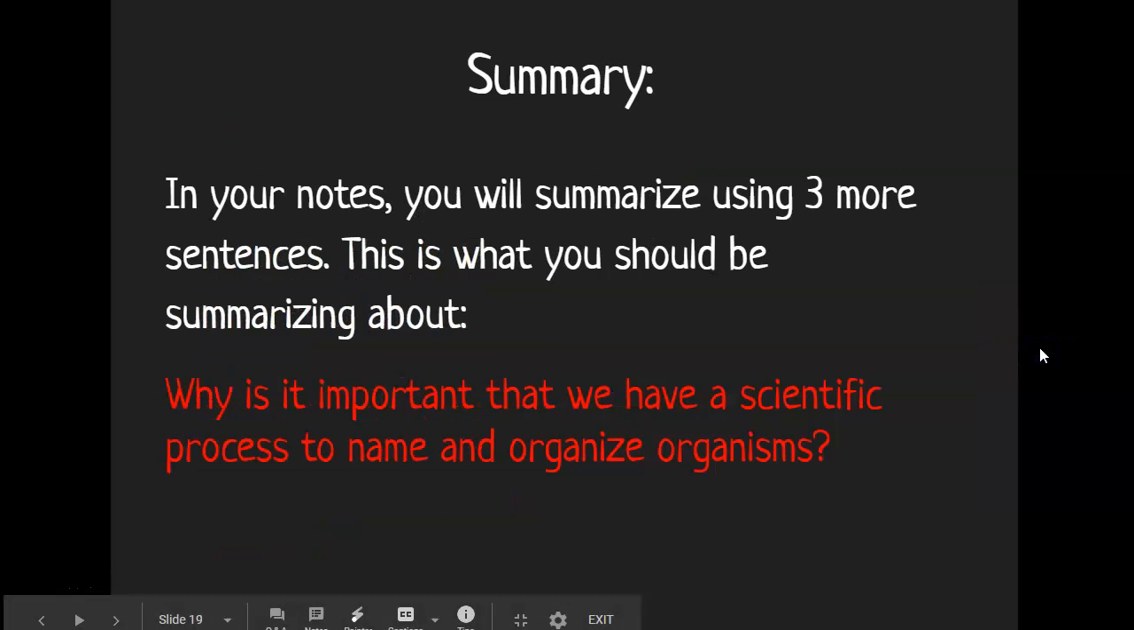Okay, pretty short, but here's what you're going to do now. In your notes, you are going to summarize using 3 or more sentences. This is what you should be summarizing about: why is it important that we have a scientific process to name and organize organisms? At this time, if you need to go back over the video and fill in any notes, you're more than welcome to. But the expectation is that you have the title, the essential question, the filled-in notes, and then a summary at the end. Thanks, guys.